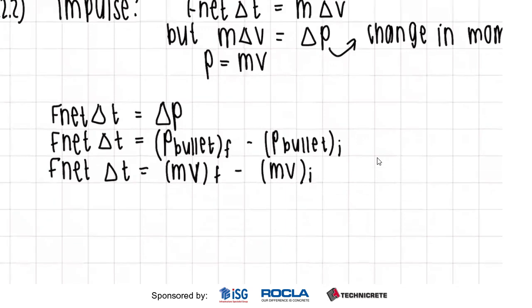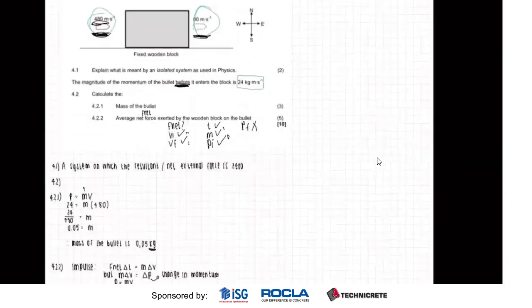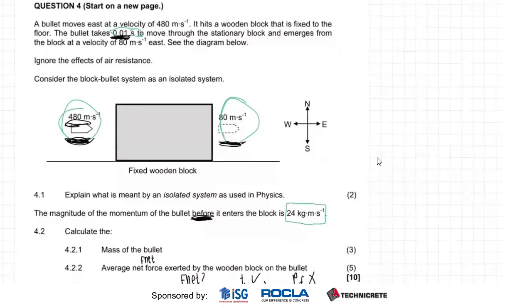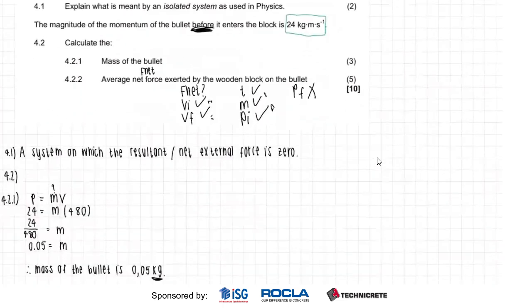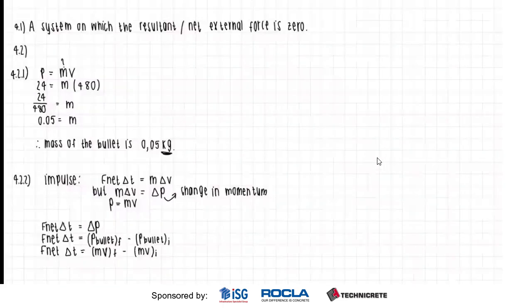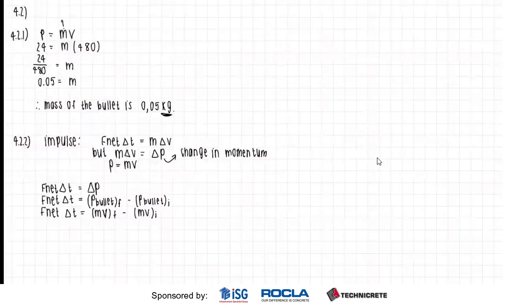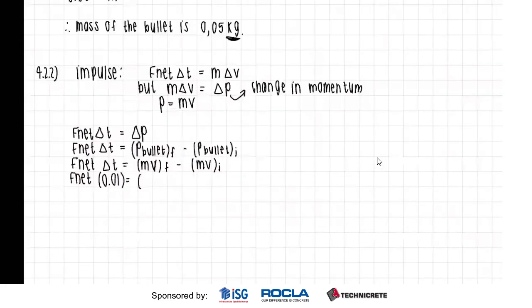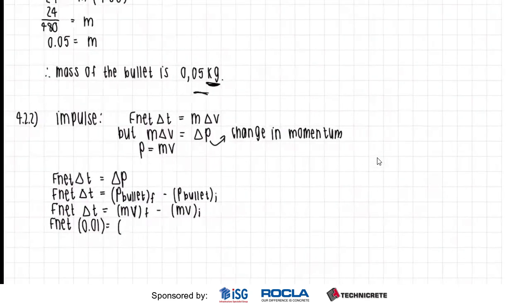The change in time we were told. So the F net we're obviously looking for. The bullet takes 0.01 seconds to move through the stationary block. So the time at which this net force is exerted is 0.01 seconds. 0.01 equals the mass of the bullet, which is the same for both, and we worked that out in the previous question. The mass of the bullet is 0.05 kilograms.